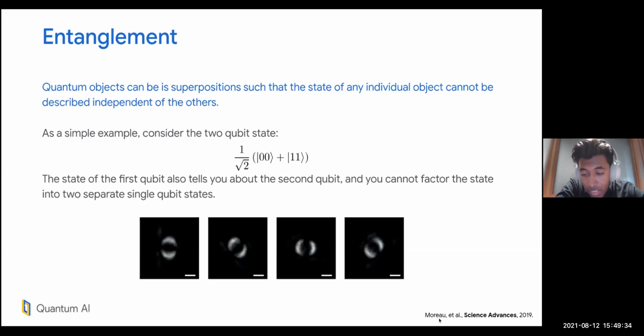This is from a paper from Science Advances in 2019. It's not a quantum computing paper, but it was one of the first times, if not the first, I believe, where entanglement was actually imaged in the lab. What they did was prepare a state like this one, sort of a photonic version of the state 0,0 plus 1,1. But I guess maybe a better way to think about it would be 0,1 plus 1,0.